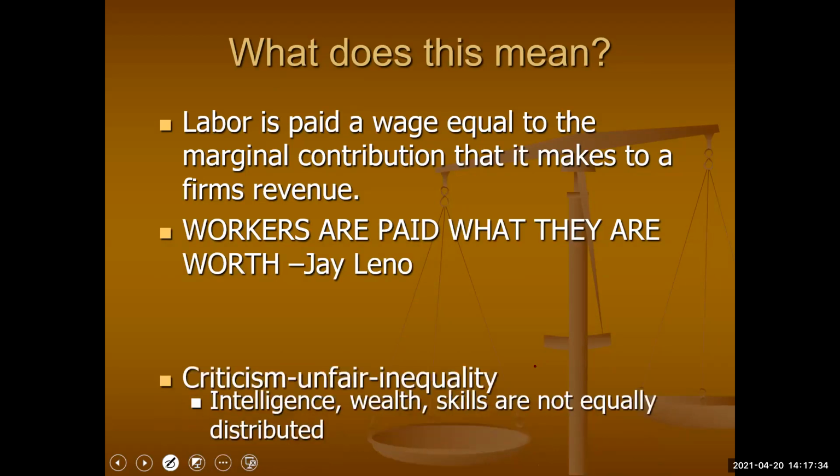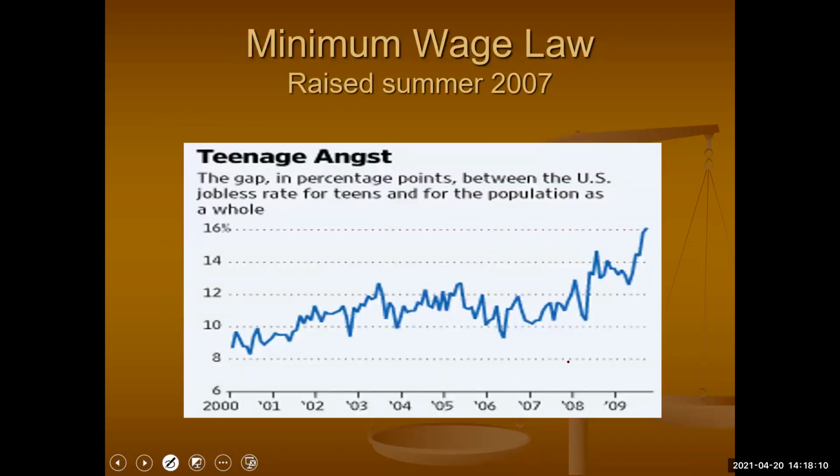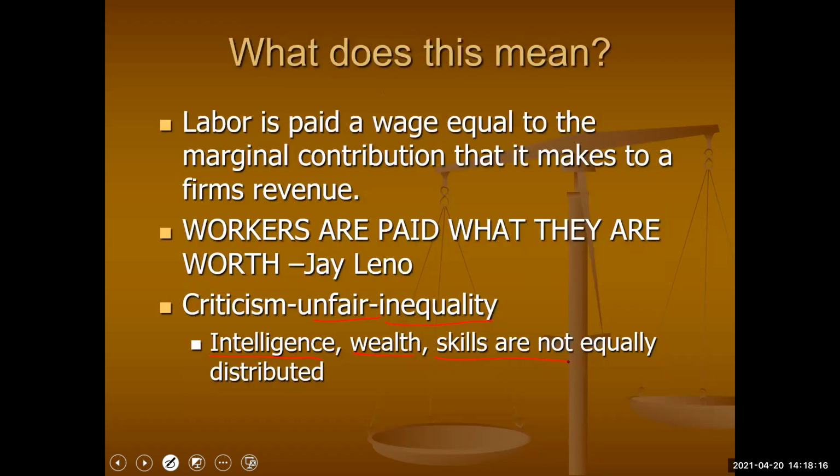Notice I use my old example, good old Jay Leno. The huge criticism of this is it's unfair. It leads to inequality. Why? Intelligence, wealth, and skills are not equally distributed. Wouldn't we all like to be like LeBron James, score some baskets, play a game, and get paid millions of dollars? Needless to say, I don't have that skill. And I can probably pretty safely say none of you do either, because if we did, we'd be doing it. Questions? I am going to stop here.